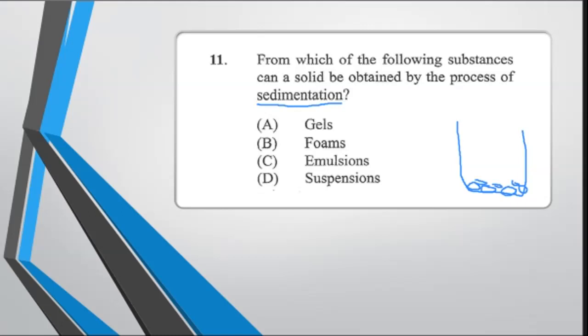So when we have gels, just think logically speaking, your gels generally don't have sediments in it. If you have foam, foam again does not have sediments in it. Emulsions don't have sediments in it. So that leaves us with this option, which is most likely suspensions. So A, B, and C don't have sediments in it, but D most likely has sediments.